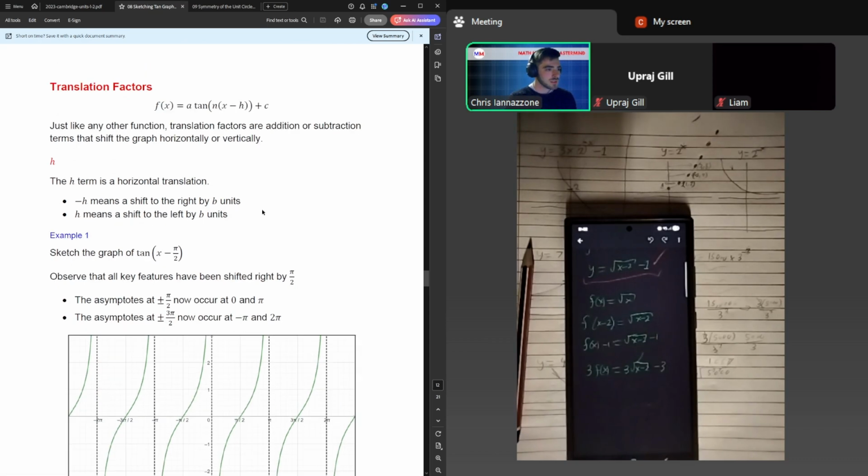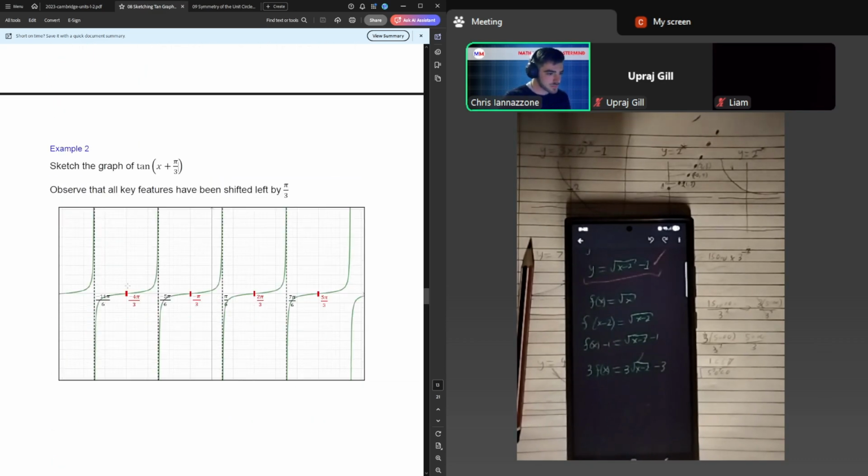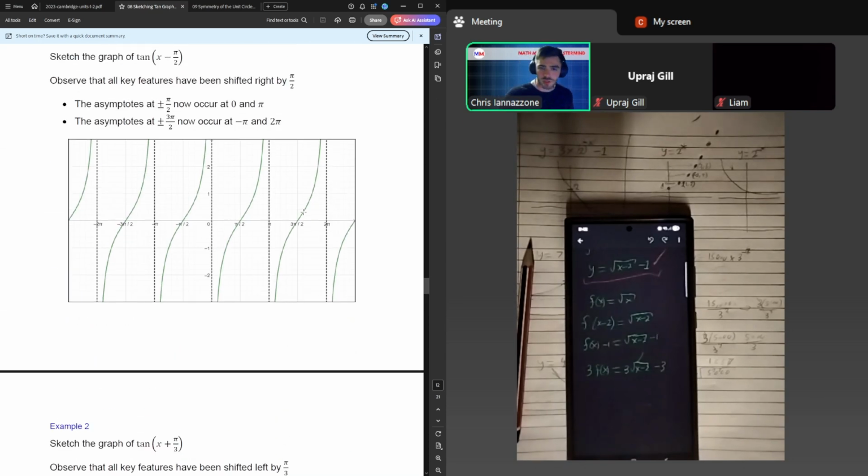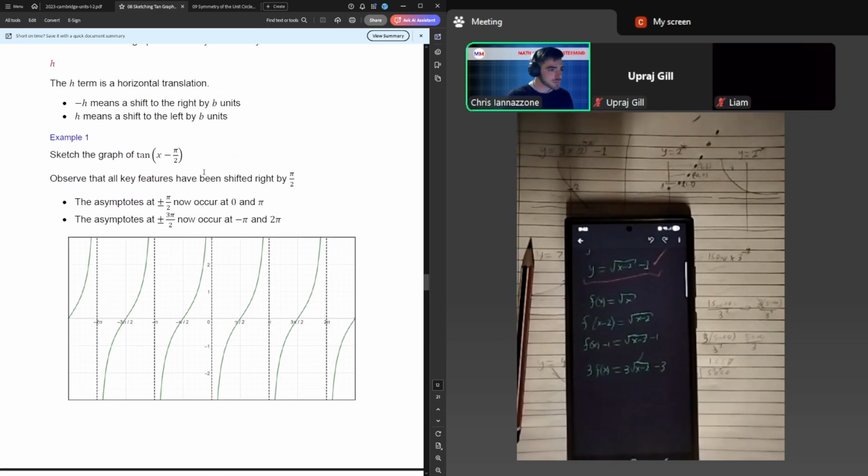Translation factors. So we can have horizontal translations. Works the exact same way as the other functions. If you have minus a value, it goes right. If you have plus a value, it's going to go left. Now, what I mean by going left or right is simply that all the key x coordinates that we found earlier are now going to shift in that direction. So normally we would have it be symmetrical about x equals 0 and it would cut through 0. Now there's an asymptote there instead.